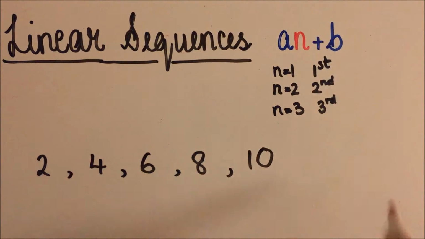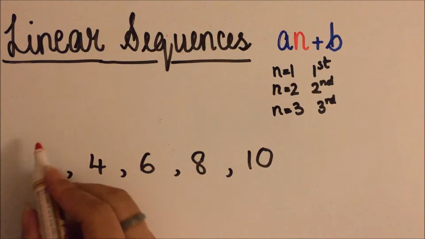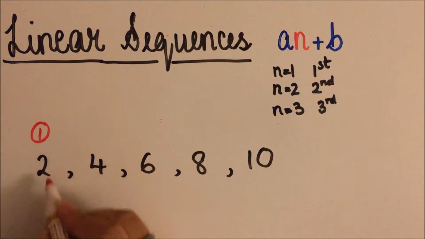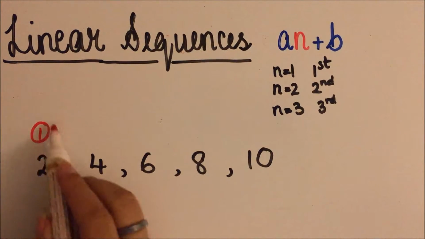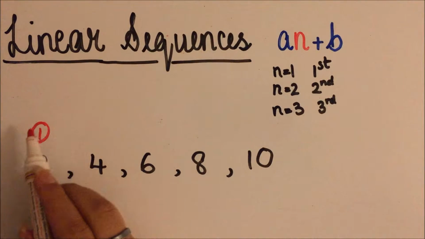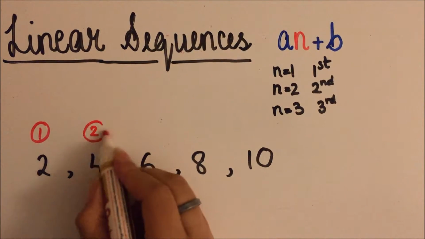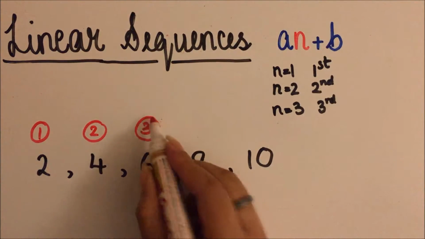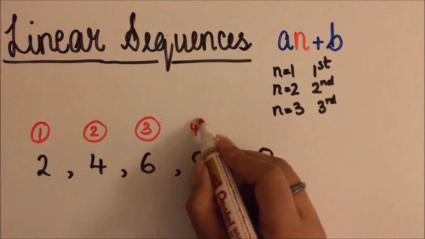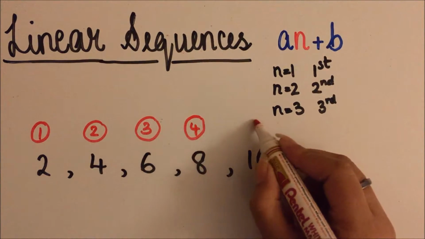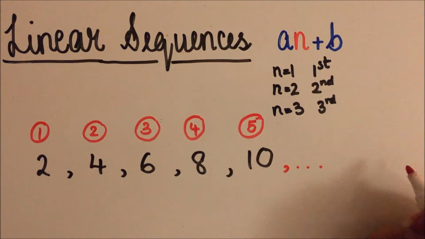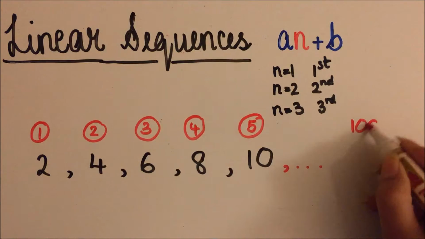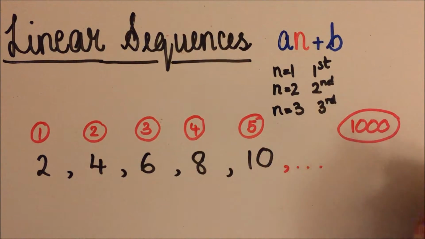So let's take a look at this sequence. In this case, n equals 1 gives you 2, so n equals 1 means the first term, n equals 2 means the second term, n equals 3 means the third term, n equals 4 means the fourth term, n equals 5 means the fifth term, and obviously it can carry on until the 1,000th term.